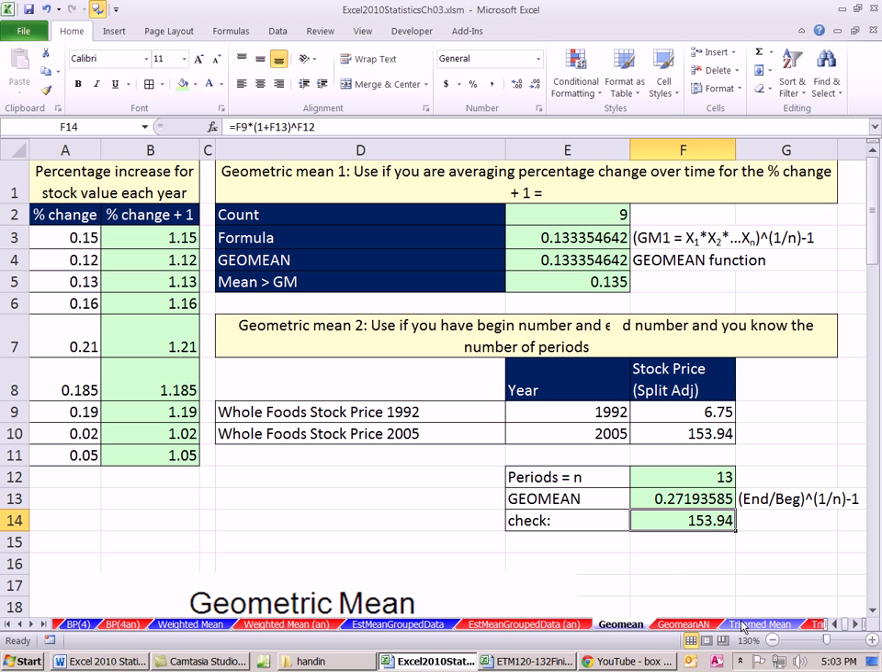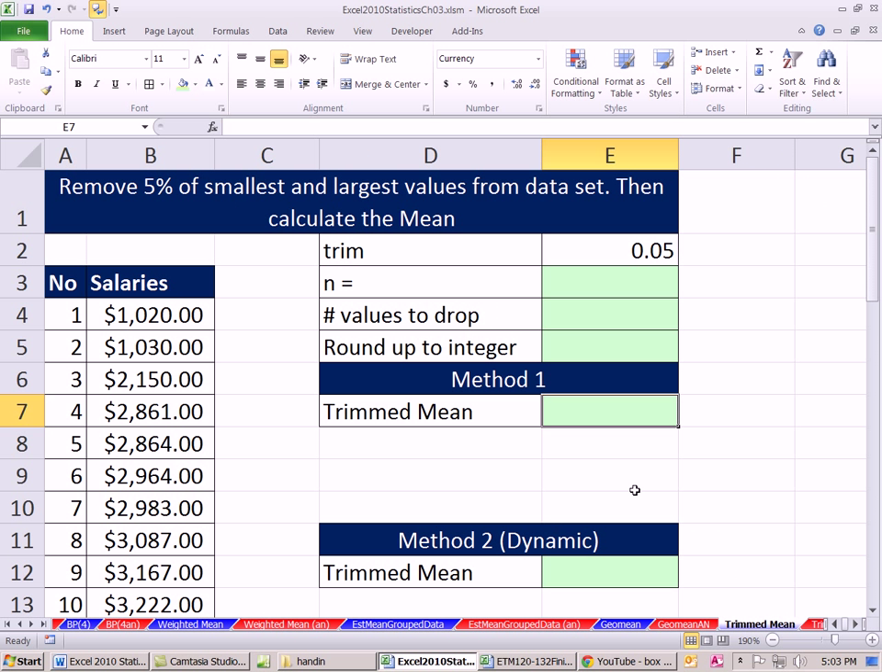And finally, let's go to the trimmed mean. Sometimes we talked about when there are some very large or small values, you use median, right? Median is a great value to use. But sometimes, and the book mentions this, you can trim your values. So you remove the 5% of the smallest and largest values from a data set, then calculate the mean.